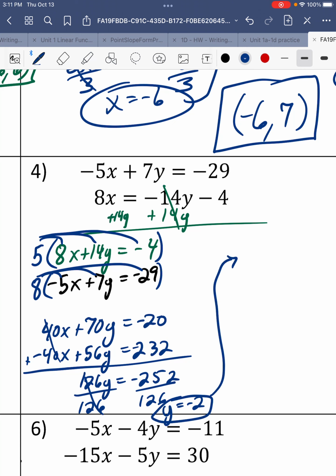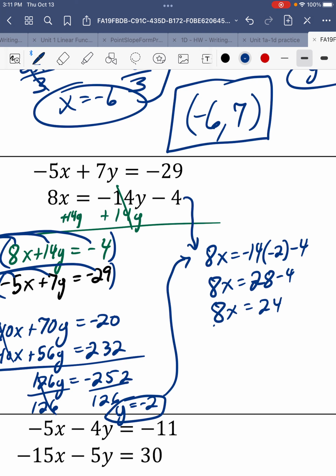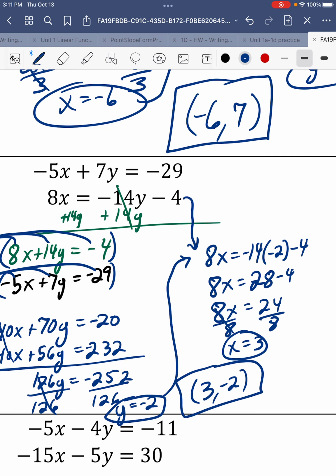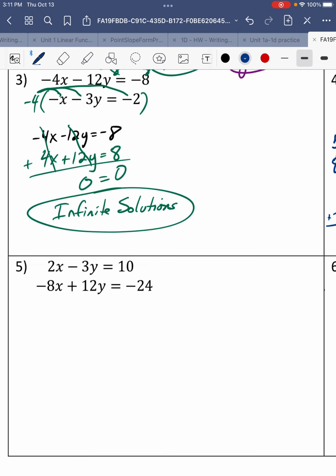I need to substitute that back into one of the original equations. I'm going to choose the bottom equation just because the x is almost solved for. X is going to equal 3. So my coordinate solution is 3 for the x and the y is negative 2. All right, we're getting there.